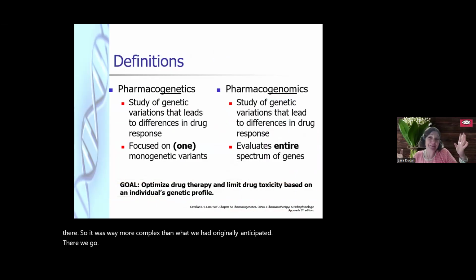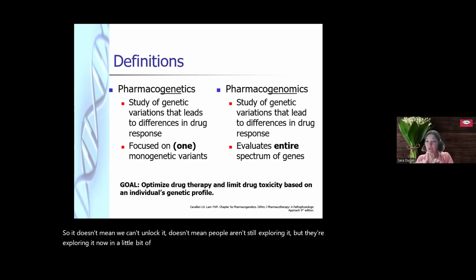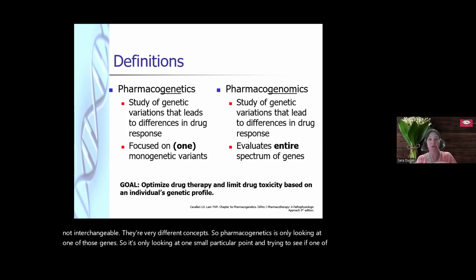So it doesn't mean we can't unlock it. It doesn't mean people aren't still exploring it, but they're exploring it now in a little bit of a different way. So you'll hear these two terms used. They are not interchangeable. They're very different concepts. So pharmacogenetics is only looking at one of those genes. So it's only looking at one small particular point and trying to see if one of those changes makes a difference for patients who may have bipolar disorder, for example.